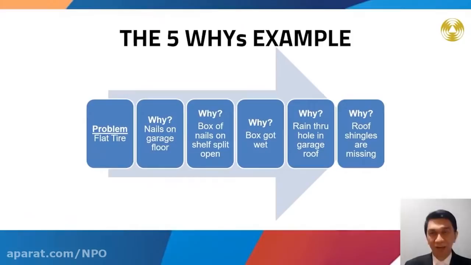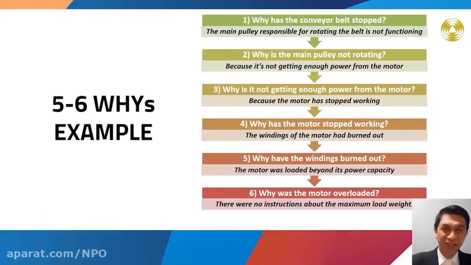Finally, this next slide is another graphical way of illustrating your root cause analysis through the 5Y technique. In this example, the problem is the conveyor belt. It stopped. Why has the conveyor belt stopped? Because the main pulley for the rotating belt is not functioning. And why did it not function? Because it is not getting enough power from the motor. How come there is not enough power from the motor? Because the motor has stopped working.